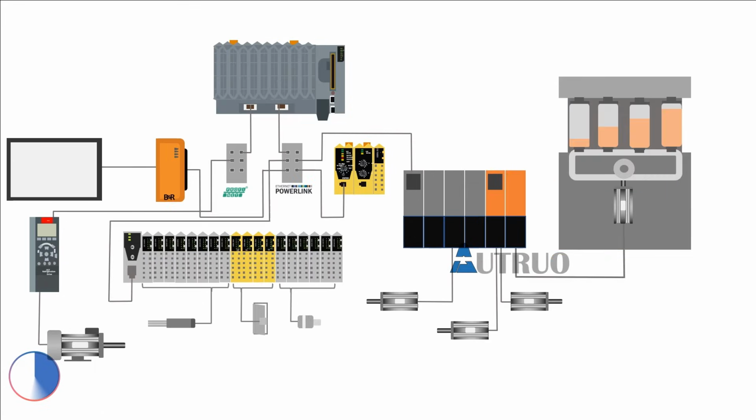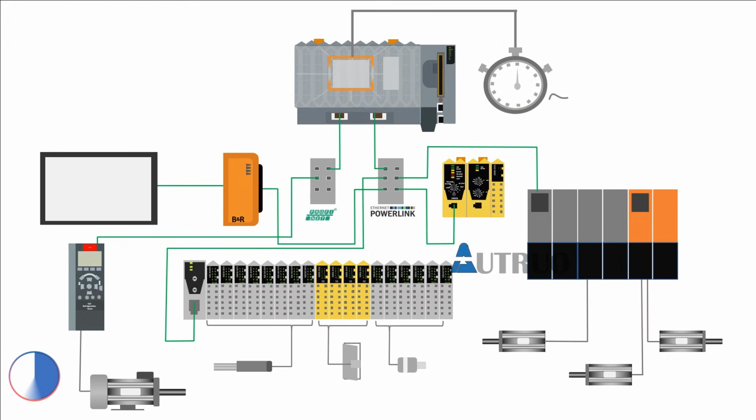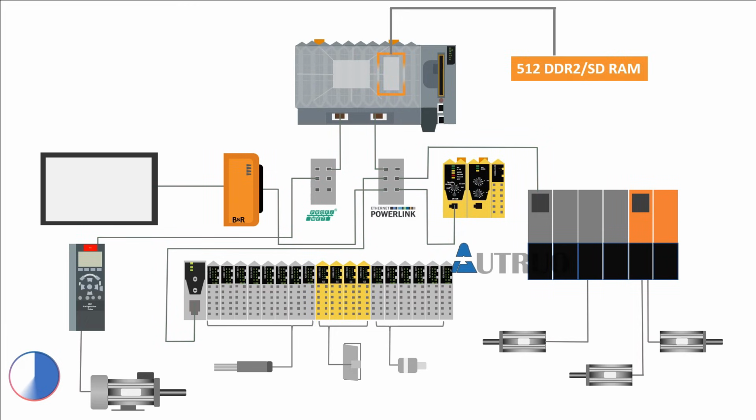B&R PLC are usually found in filling machines, which is because data are exchanged between the drives and modules in real time. Another point worth noting is the B&R PLC has a clock speed of 1.6 GHz and it is supported by 512 MB DDR and SD RAM.